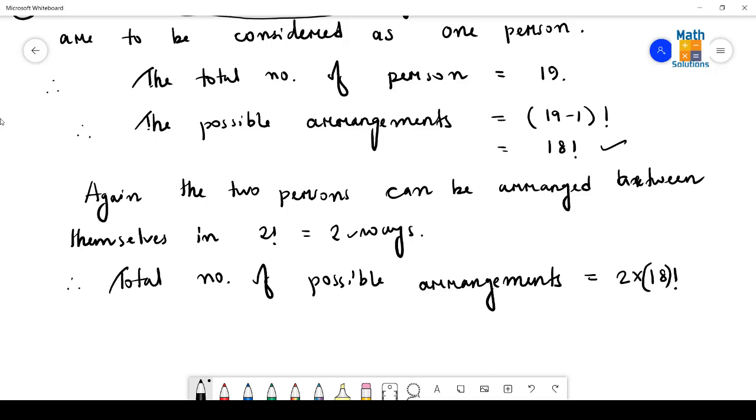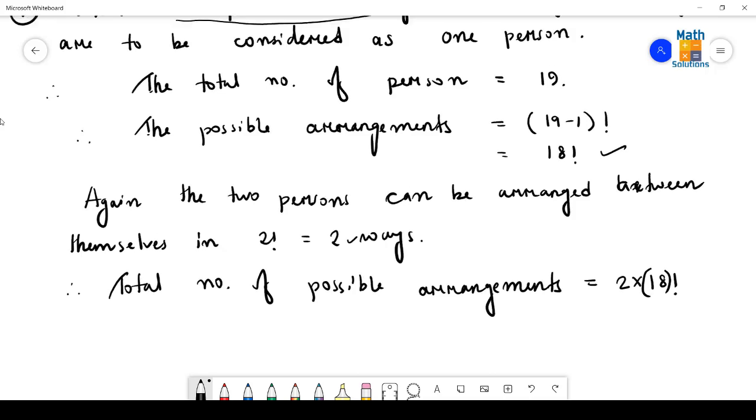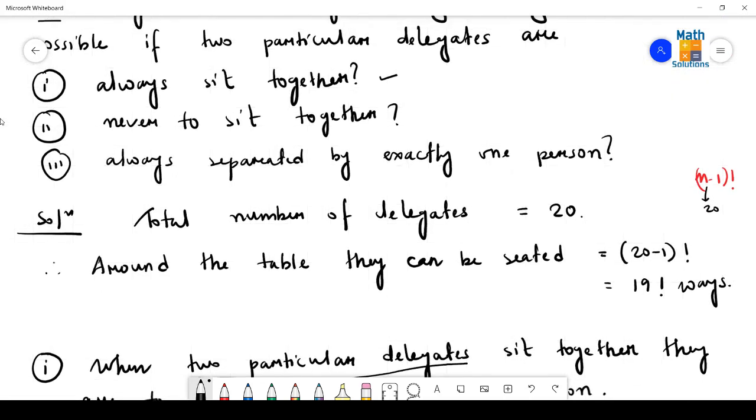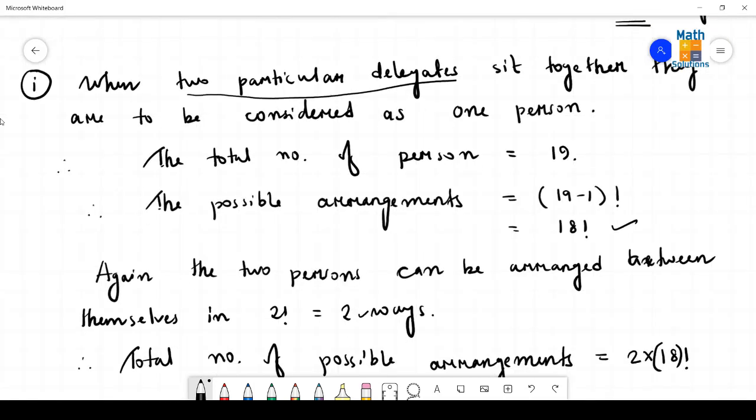Now coming to the next question. The next question says what? Let us check what the next question was saying. These two particular delegates never to sit together. So in this case, what we shall do? We are just going to subtract from the total number of arrangements those in which both the delegates sit together. Whatever result we got in the first case should be subtracted from the total number of arrangements, means 19 factorial.